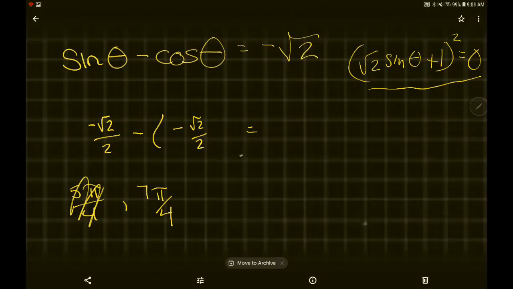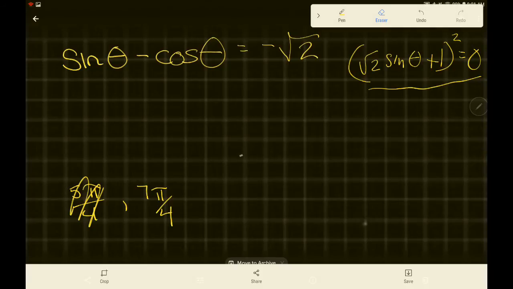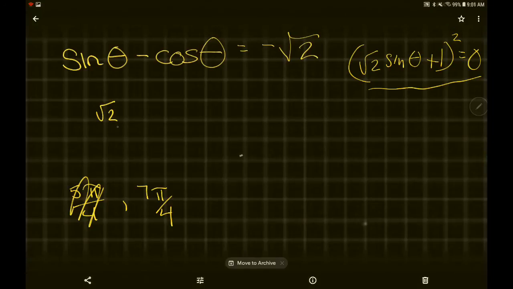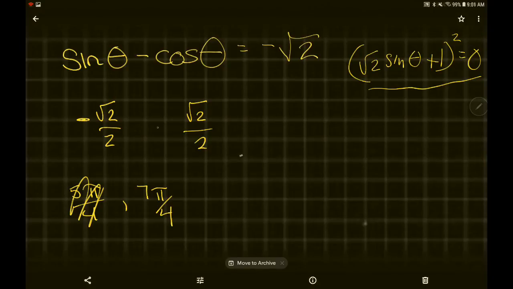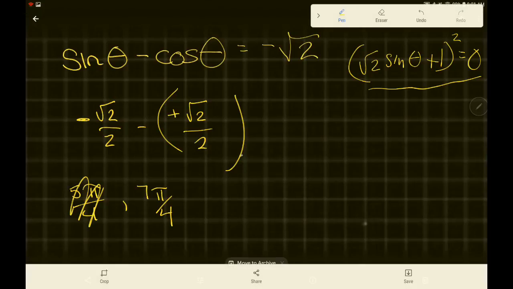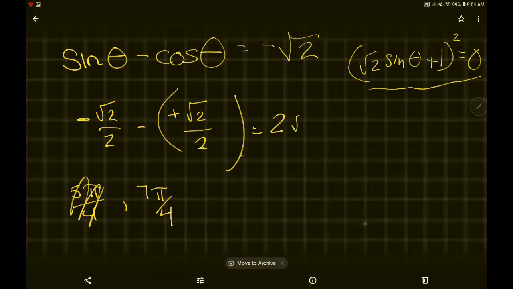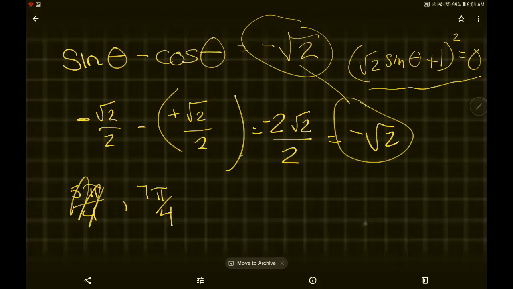Let's check the other one. And again, we're just talking about different versions of our reference angle, pi over 4. So the values of the sine and cosine are going to be the same. All we're going to have to adjust is the plus or minus sign. So 7 pi over 4, sine is negative, but cosine is positive. So we have negative root 2 over 2 minus root 2 over 2. That equals negative 2 root 2 over 2. And that equals negative root 2. And that is what we're looking for.